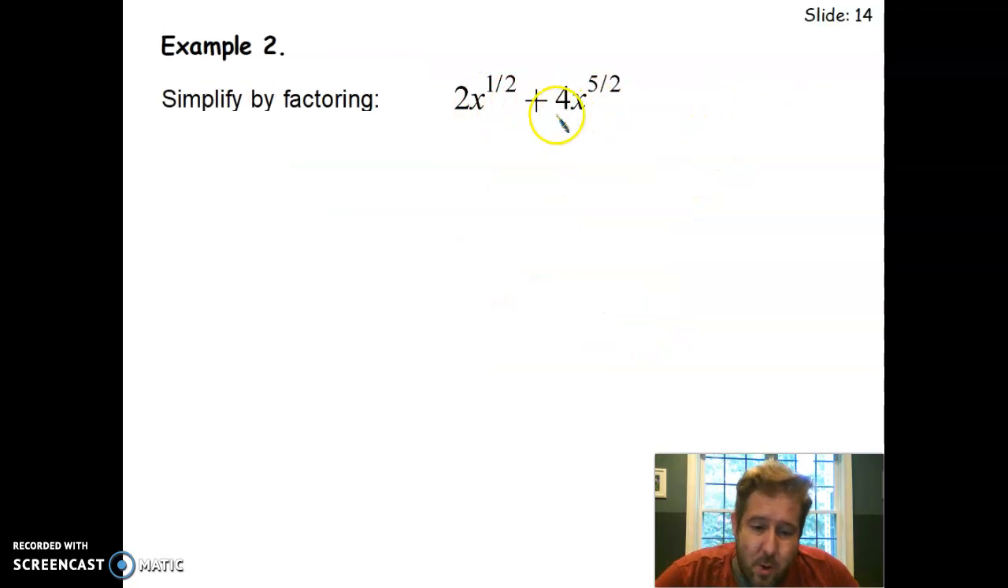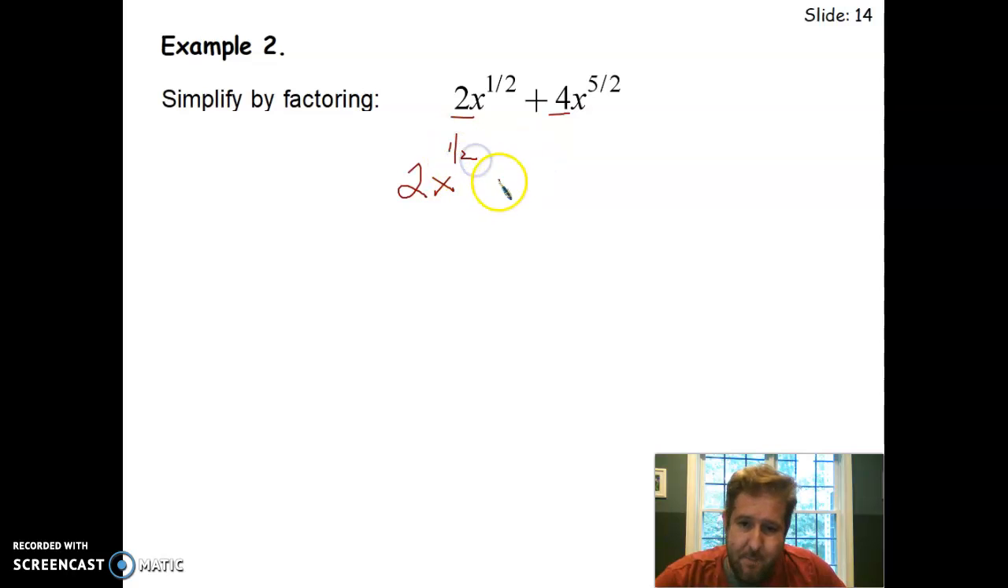Okay, when you look at this question, the first thing you probably notice is that we can factor out a GCF. Both 2 and 4 can be divided by 2, and both of these terms have x to the 1/2 power. So we're going to factor that out. So we're going to simplify by factoring.